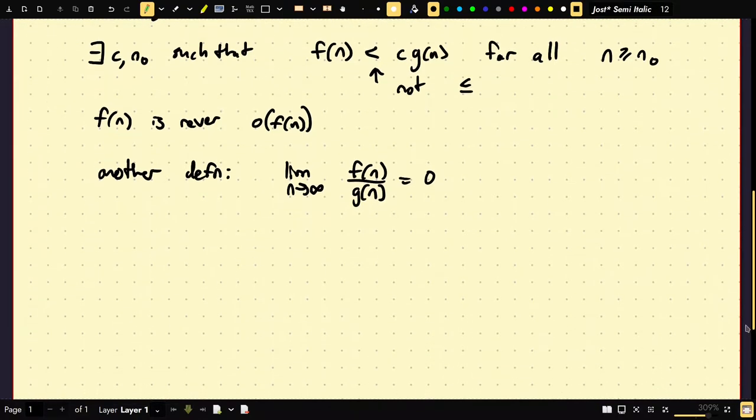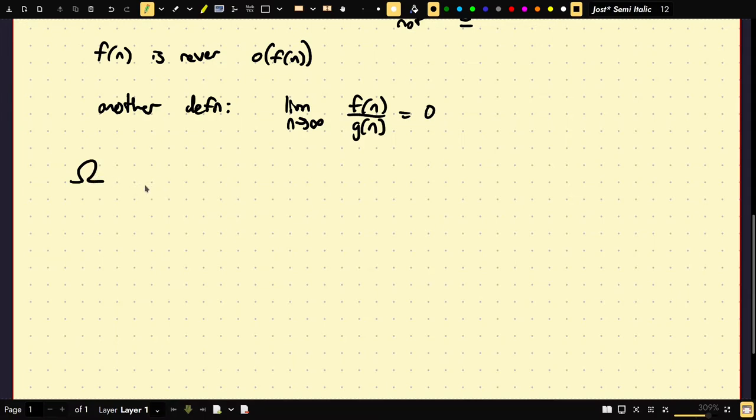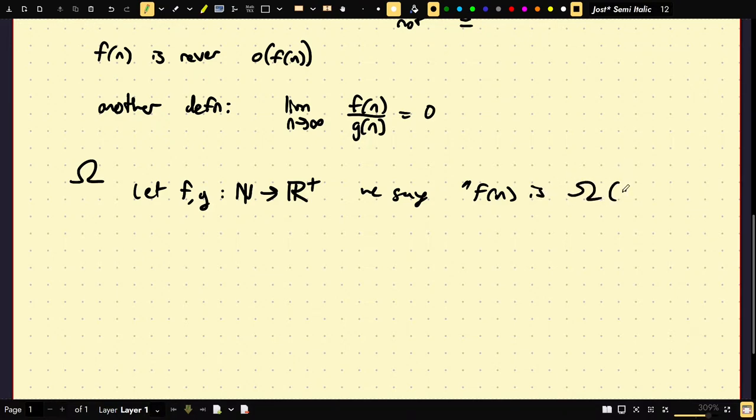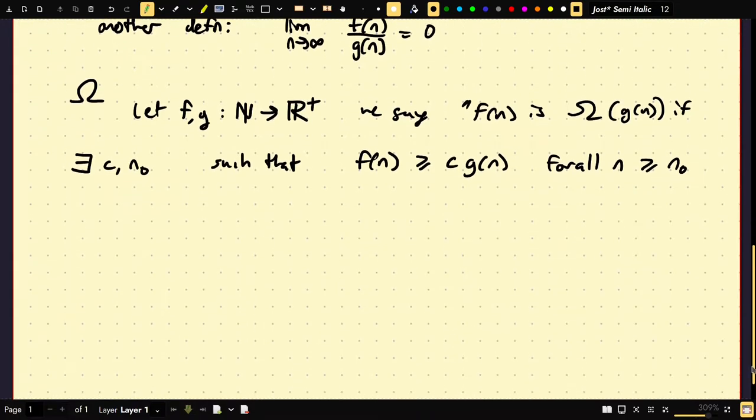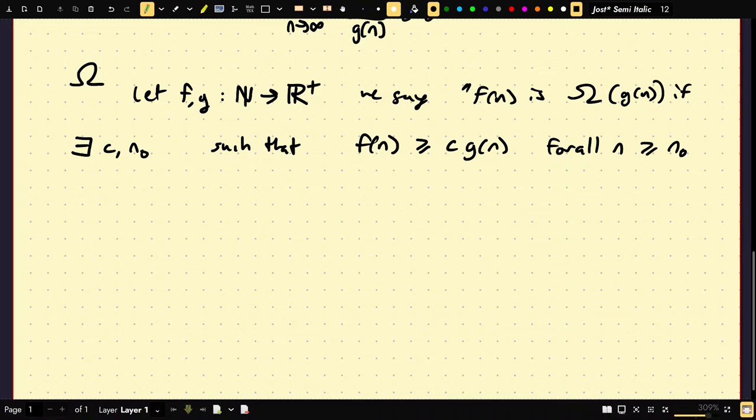Okay, there's two more big O things I want to talk about. Let's talk about big omega, which is probably my favorite of the bunch. Let f and g be functions again from the natural numbers to the positive real numbers. We say that f of n is big omega of g of n if there exists constant c and n naught such that f of n is greater than or equal to c g of n for all n greater than or equal to n naught. This is just like a lower bound. That's the analog. I could also define a little omega, but I'm not going to. You could think of it analogous to the little o. There are actually multiple definitions of big omega that are conflicting, but let's just go with this one.